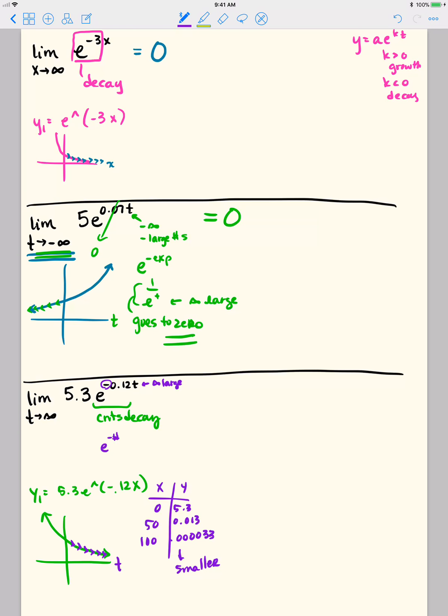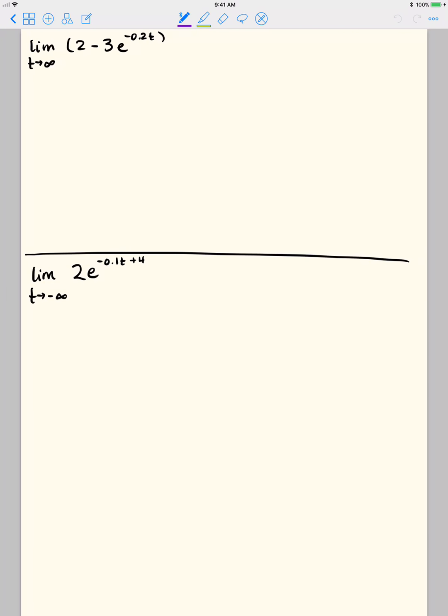So as the t value, or the input x variable, goes to infinity, the function values get smaller and smaller, and they approach 0, and that is the limit answer for this function. As t approaches infinity of 5.3 e to the negative 0.12 t power, the function goes to 0. Okay.